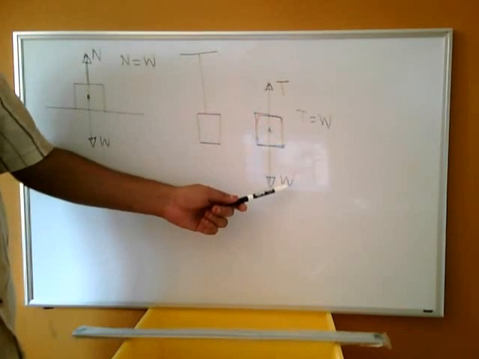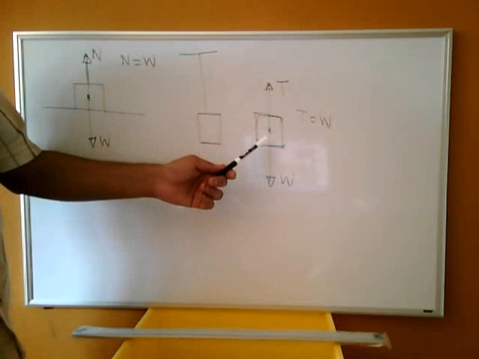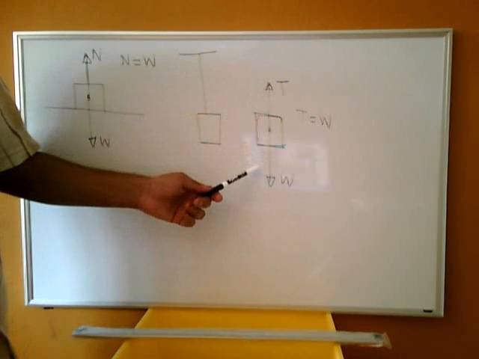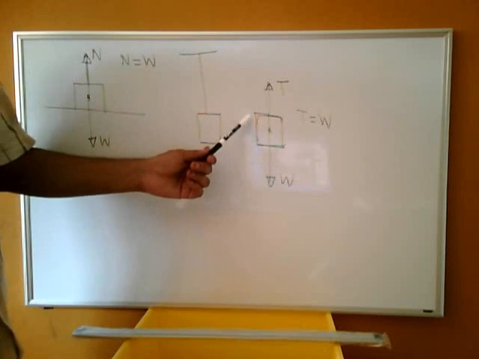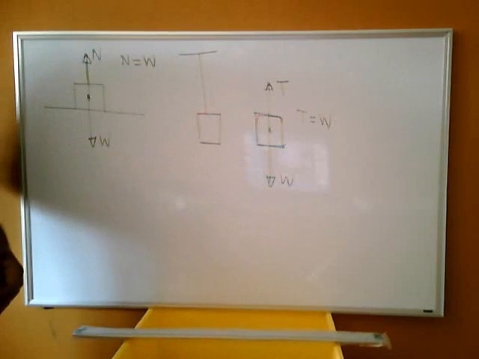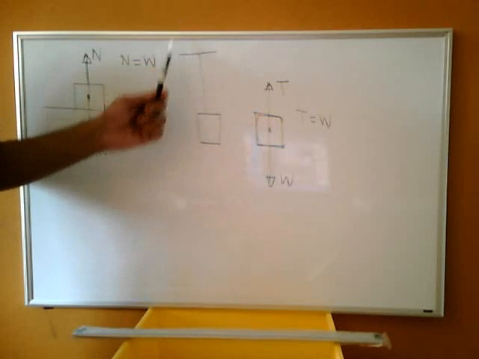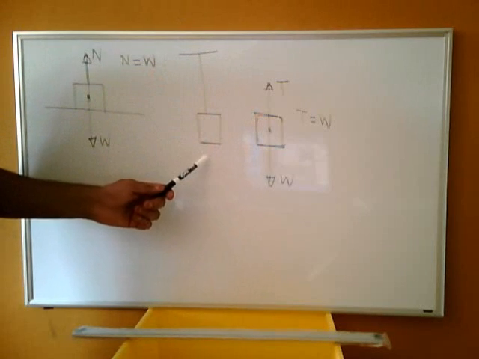W is the force exerted by the earth on the block. T is the force exerted by the string on the block. And these two are equal in magnitude and opposite in direction. And this completes the force diagram for this block. But now we can go ahead and draw the force diagram for other objects in this system.